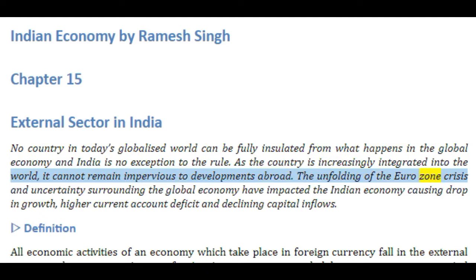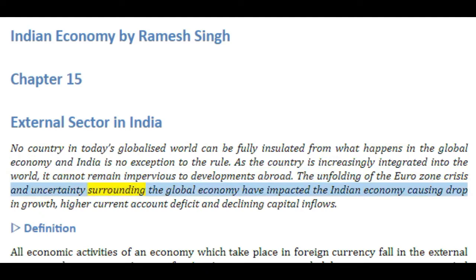The unfolding of the Eurozone crisis and uncertainty surrounding the global economy have impacted the Indian economy, causing drop in growth, higher current account deficit, and declining capital inflows.